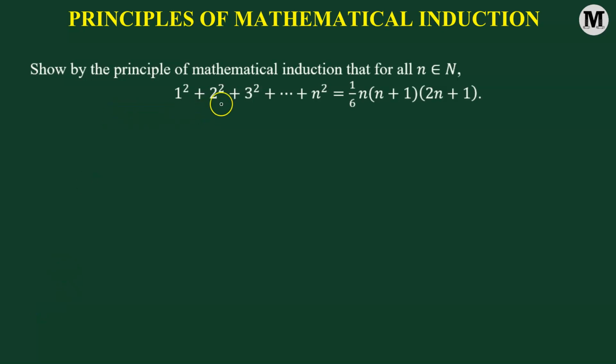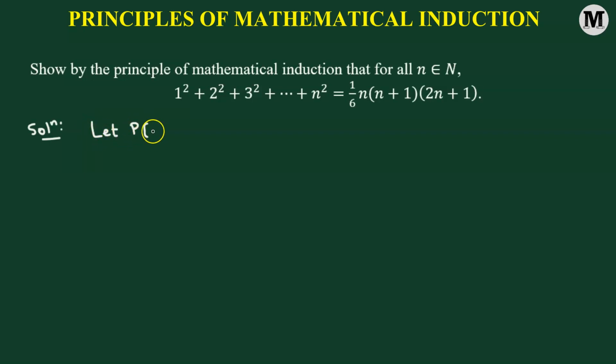Show by the principle of mathematical induction that for all n belonging to the set of natural numbers, the following equation is true. Okay, let us begin. Now, the first task will be to name this particular mathematical statement. So we're going to represent it by P of n.